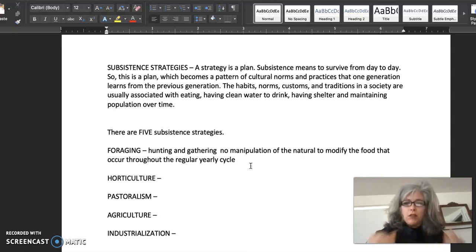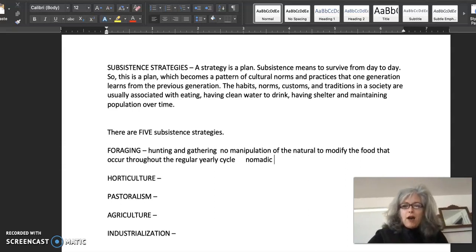As a matter of fact, one of the habits that is part of the overall subsistence strategy for a lot of foraging is to be something that we call nomadic. Let me spell it correctly. To be nomadic. If you're nomadic, you move from place to place. And in a lot of cases, foragers move at least four times a year because they're following the seasons of the year.